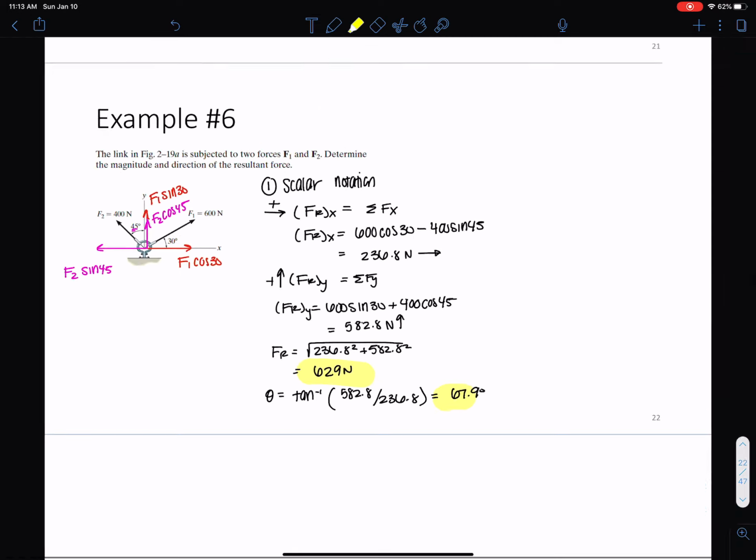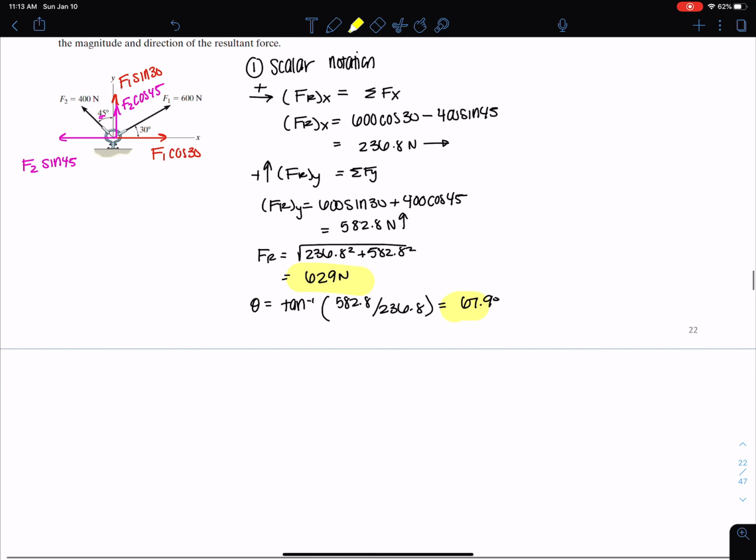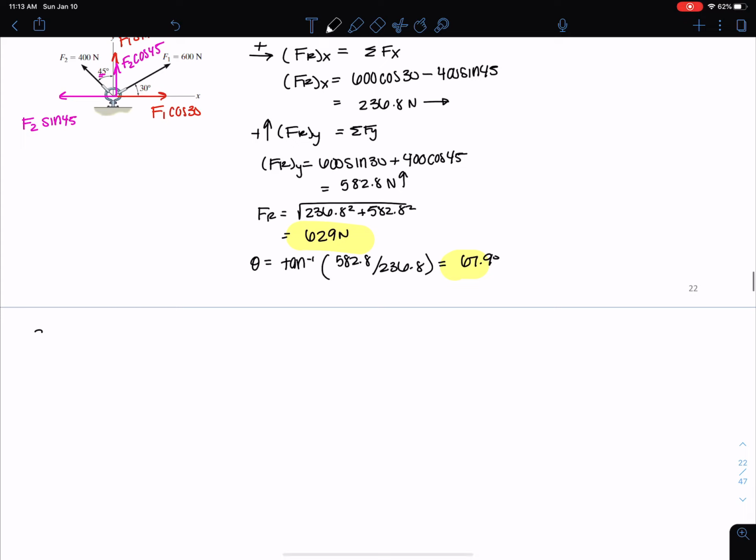Okay, now, I want to show you guys how we can use the Cartesian vector notation, okay? And the reason we actually need to understand this is because when we get to 3D systems, sometimes you have to use Cartesian vector notation because it just gets really messy if you try to use any other notation. So we do have to be familiar with all of these different types of methods for solving.